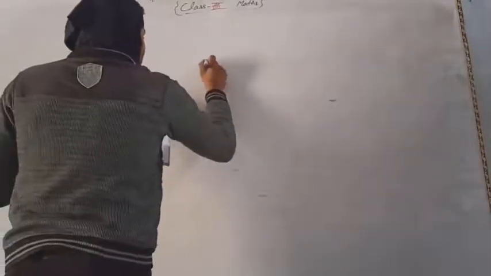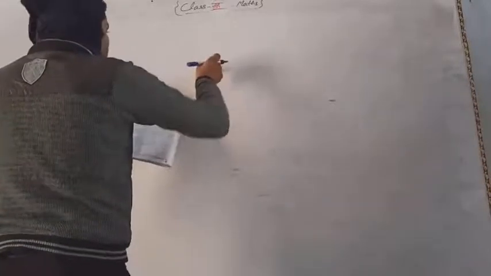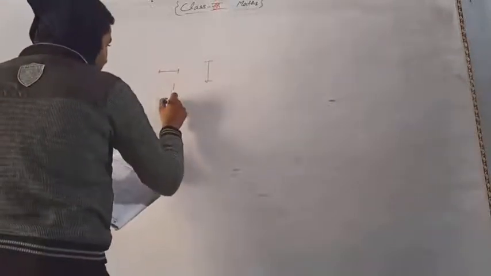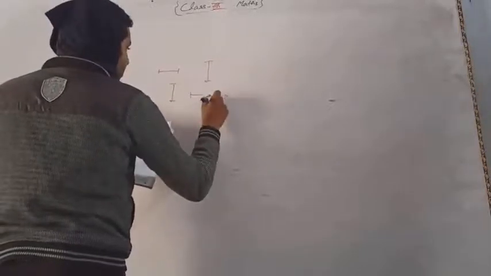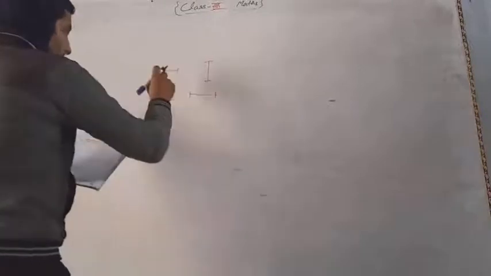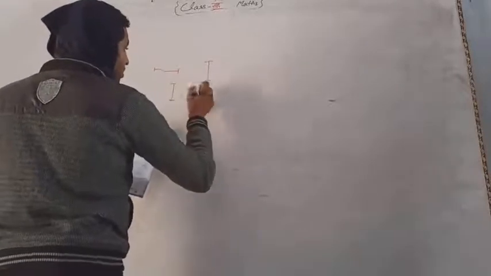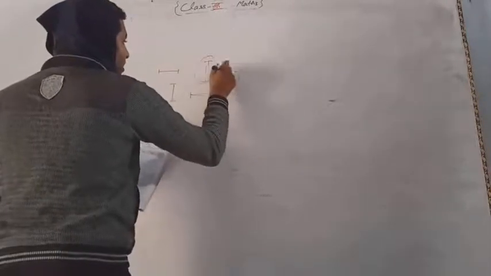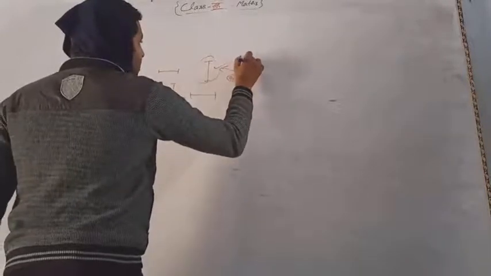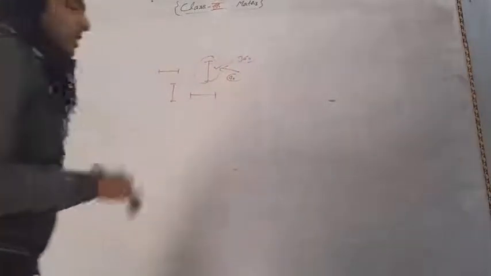Such as a figure I: here 90 degrees, and in this direction 90 plus 90 is 180 degrees, and in this direction 270 degrees. If you rotate the figure again by 90 degrees, you will find it at 360 degrees. Okay, so this is rotational symmetry.